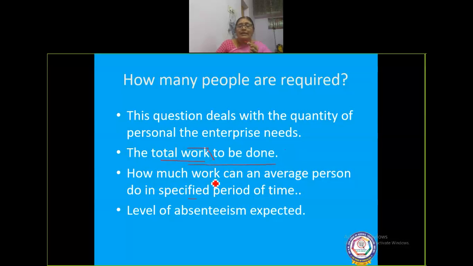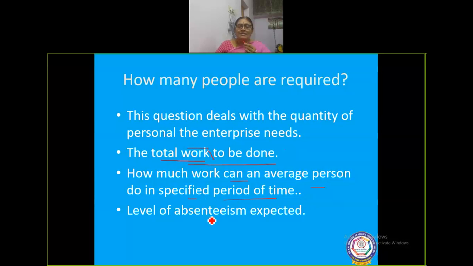How much work can an average person do in a specified period of time? So work hours. You should calculate, okay, within this many hours, how many, for example, if your company is making bricks, how many bricks can he make in 1 hour. Then for example, you have a quality controller. How many products can he check? How many units of that brick can he check? So likewise, how much work can an average person do in a specified period of time?